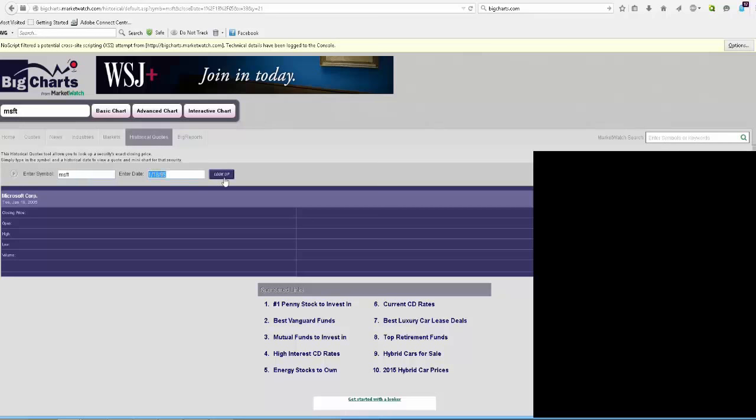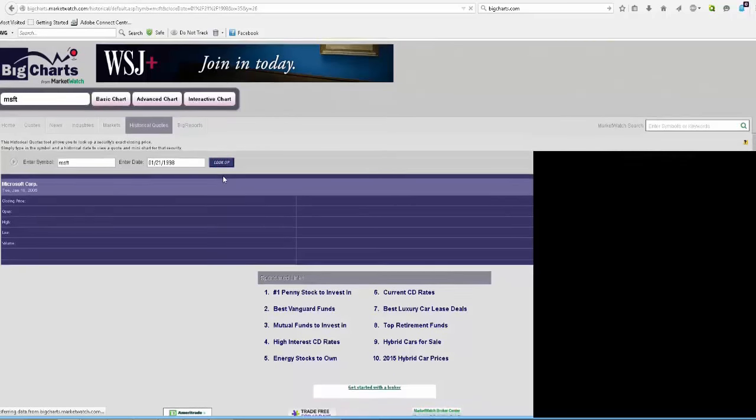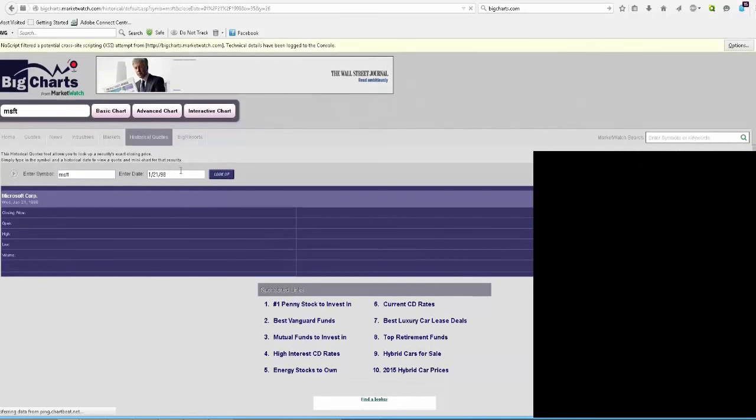Now, the beauty of Big Charts is it does allow you to look up stock values. The negative of Big Charts is if you go back far enough in time, you may not be able to look up the stock that you want. So if I, for example, enter 01/21 of, let's just say 1998, let's see if it's going to take me back that far. Looks like it did, but there is a limit of how far it will take me. Oh, but we do get a split this time. There's a split adjusted price right here.